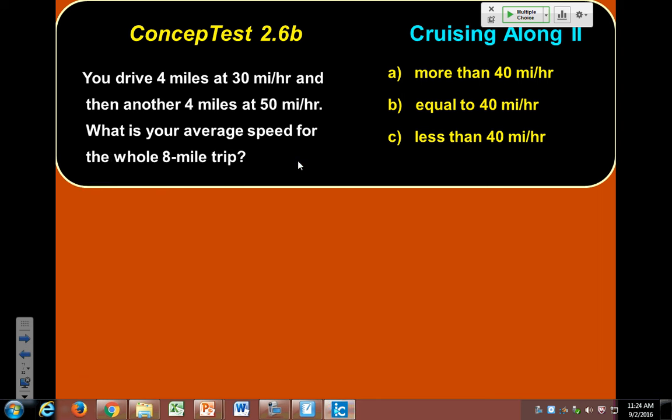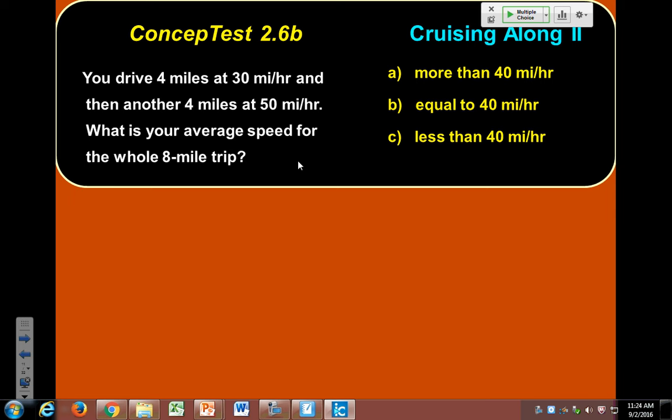Couple ways you can go about this. The easiest way is to say, gosh, I travel 4 miles at 30 miles an hour, 4 miles at 50 miles an hour. I'm traveling longer at 30 or 50. Right? It takes me longer to drive 4 miles at 30 miles an hour than at 50 miles an hour. So I'm traveling longer at the slower speed. That means that the average is going to be less than the average of 30 and 50.